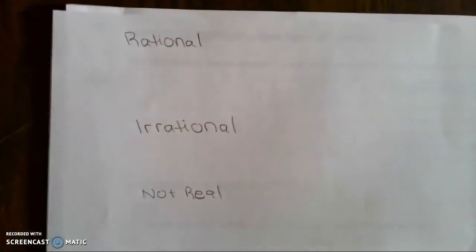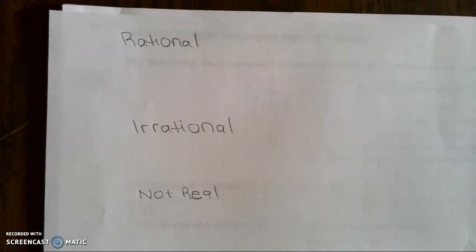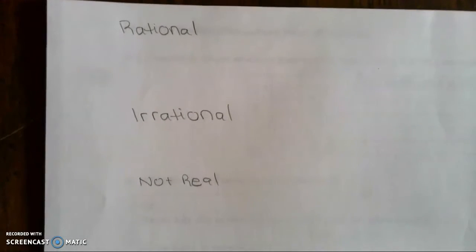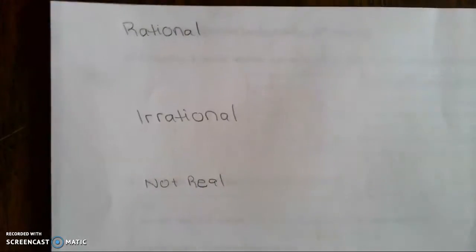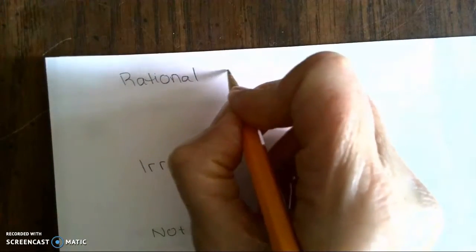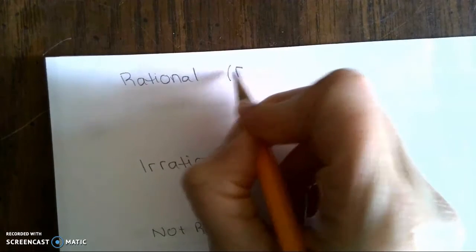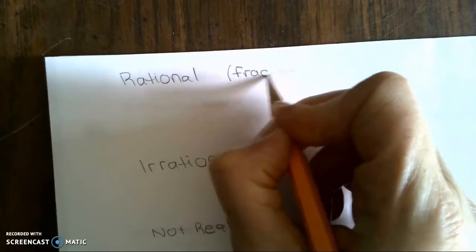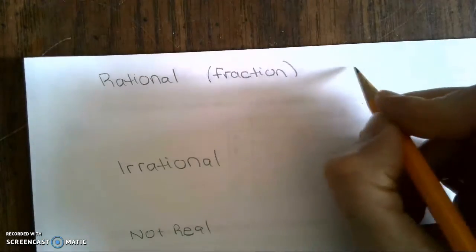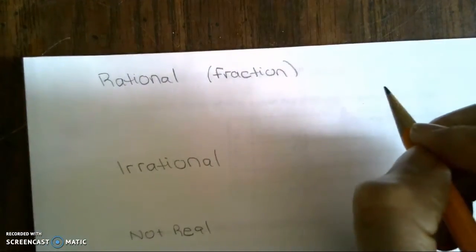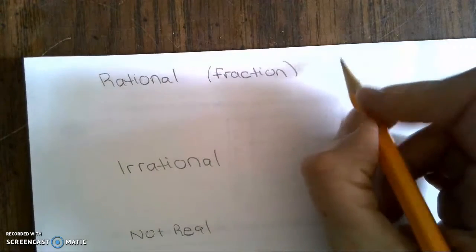Let's start with that. A rational number is defined as anything that can be written as a fraction. So in decimal form, we typically think of it as a fraction. In decimal form, it either terminates or repeats. So I'll give you some examples of that.